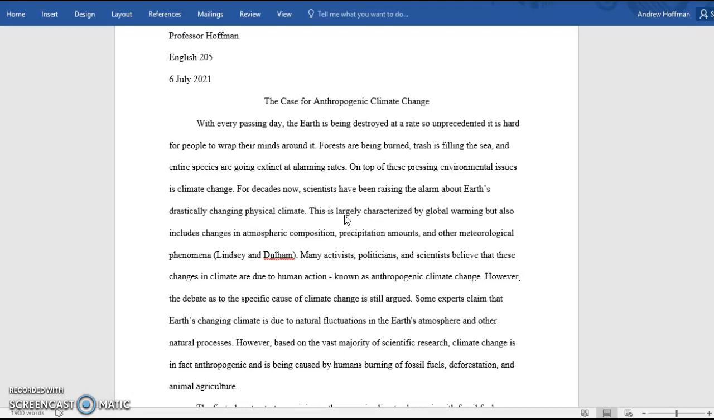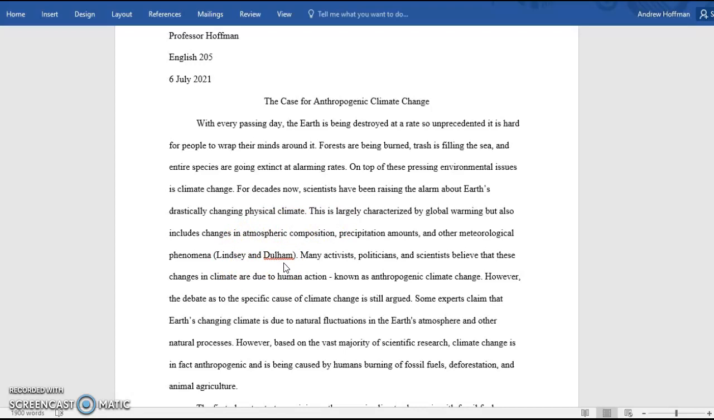Now, the in-text documentation for MLA is based on an author page number system. The truth is, a lot of sources my students use nowadays don't have page numbers, so you won't have that. But you do have authors. So here you have Lindsay and Dalham.